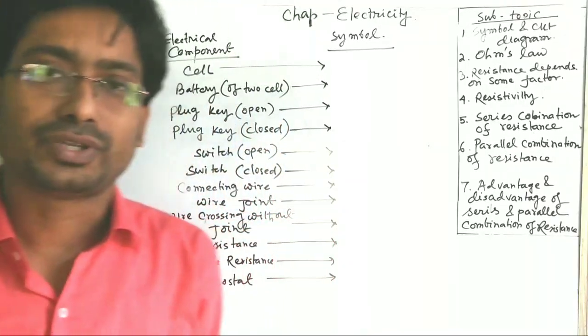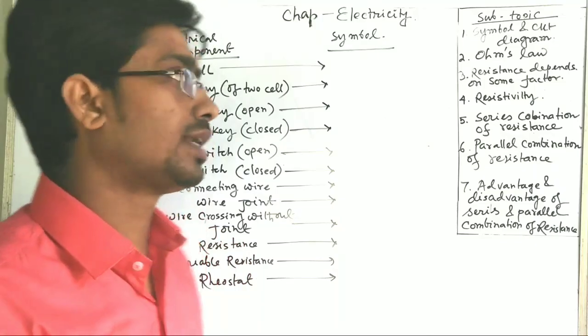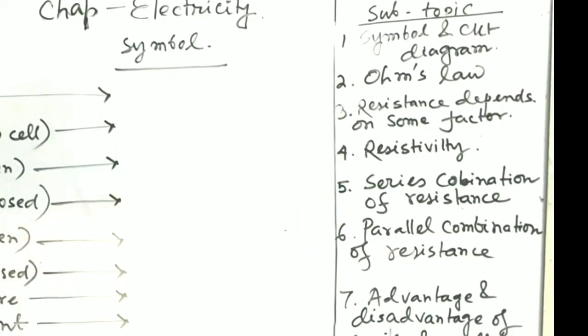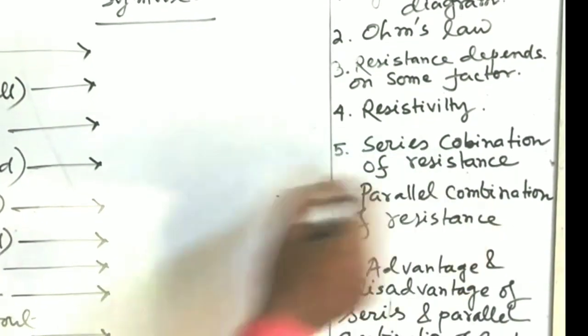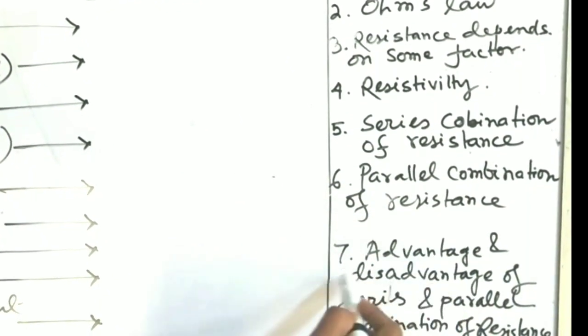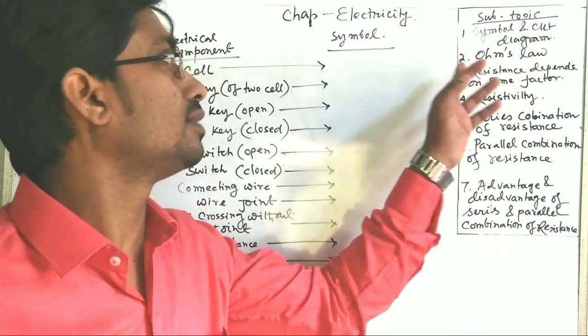Welcome back again to the topic electricity of class 10, and today we'll cover the subtopics written on the right hand side of the whiteboard: symbol and circuit diagram, Ohm's law, resistance depends on some factors, resistivity, series combination of resistance, parallel combination of resistance, advantage and disadvantage of series and parallel combination of resistance. We'll start with the symbol and circuit diagram.